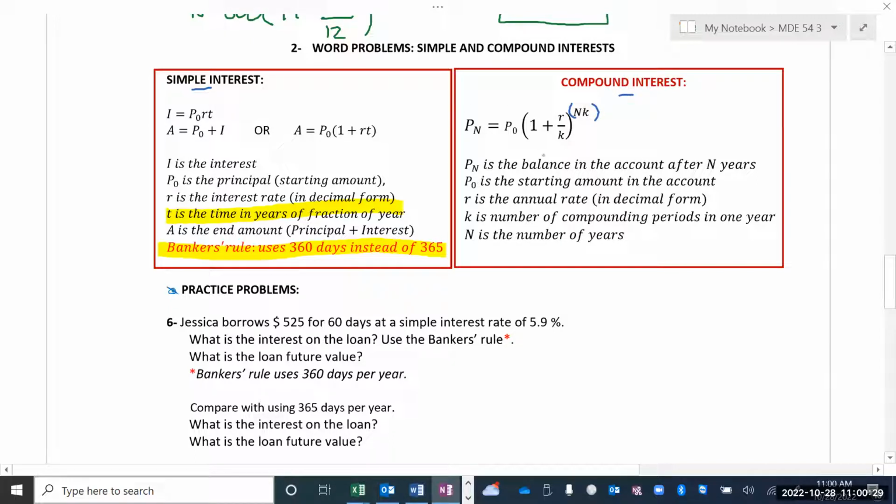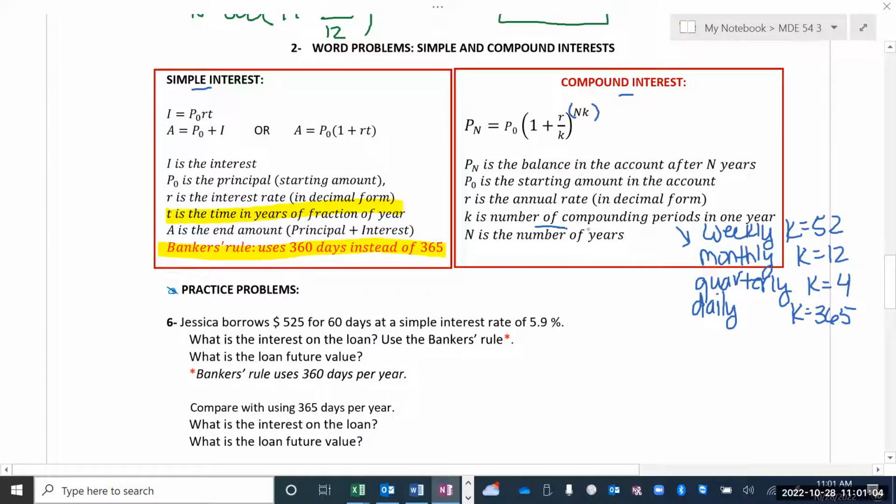What it does is PN is now the balance at the end instead of A. P0 is the initial value. R is the annual rate in decimal. N is years. And K is something called the compounding period. So if you're giving interest on the interest monthly, K is 12. If you're doing quarterly, K is 4. If you're doing daily, a regular daily is 365. Banker's rule is 360. If you're doing weekly, K is 52. So it's just the number of times that would occur in 1 year.